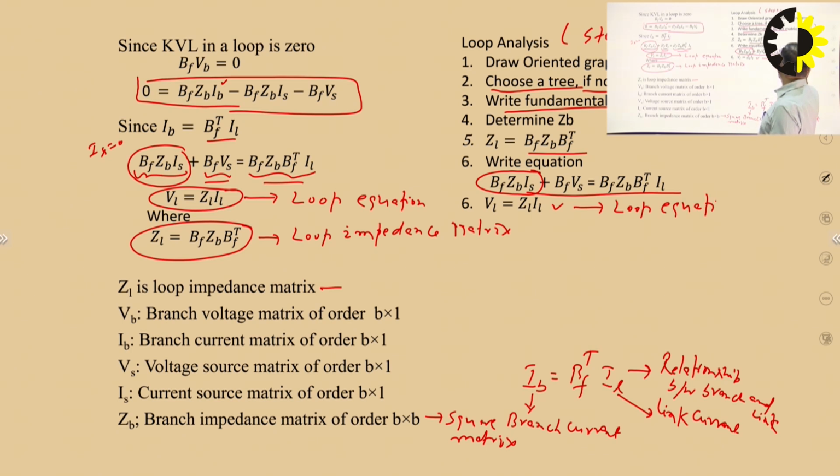So this is the theory behind the techniques, how to carry out the loop analysis. These are the 6 steps, and this is the mathematics. Now we'll take some examples to carry out the loop analysis.